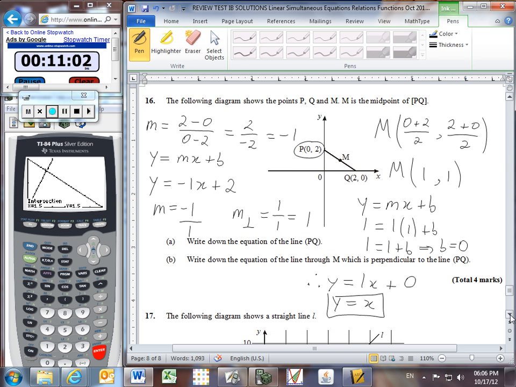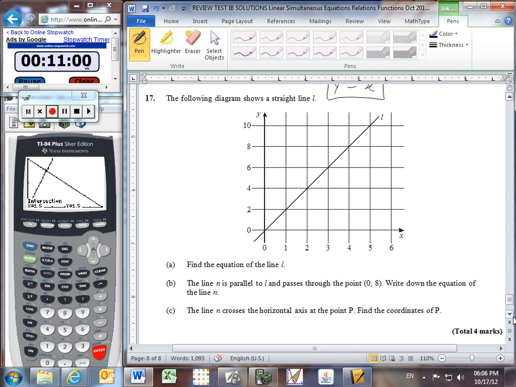And the last question on the review is number 17. Here's a diagram of a line L. We need to find its equation. Well, we can see that its y-intercept is 0, so b is equal to 0. Let's see if we can figure out its slope. Every time that we go up by 2 units, we have gone forward by 1 unit. It's important not to look only at the boxes, but also at what each notch in the vertical and horizontal directions represent. So to get to the next point, I had to rise 2 and run 1.